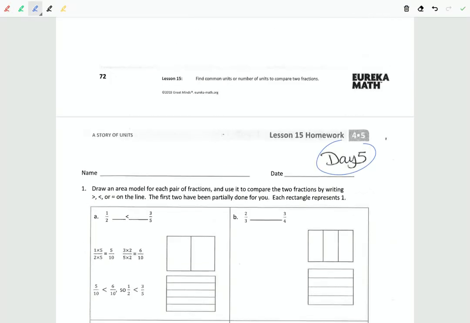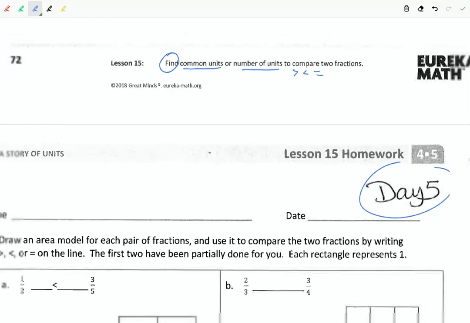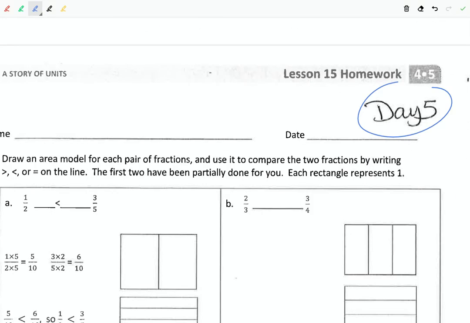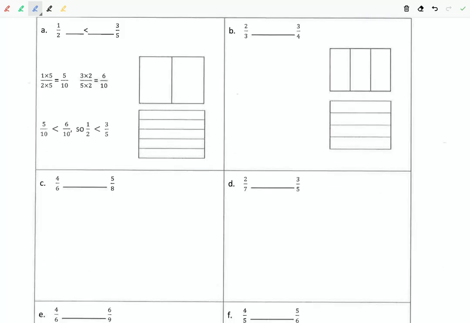This is day 5. The learning goal for today says find common units and number of units to compare two fractions. So we're still comparing fractions, and I notice here that we're going to be using area models to find the same denominator. That's what it means when it says common units. We're finding the same fractions with the same denominator, or numerator, the number of units.